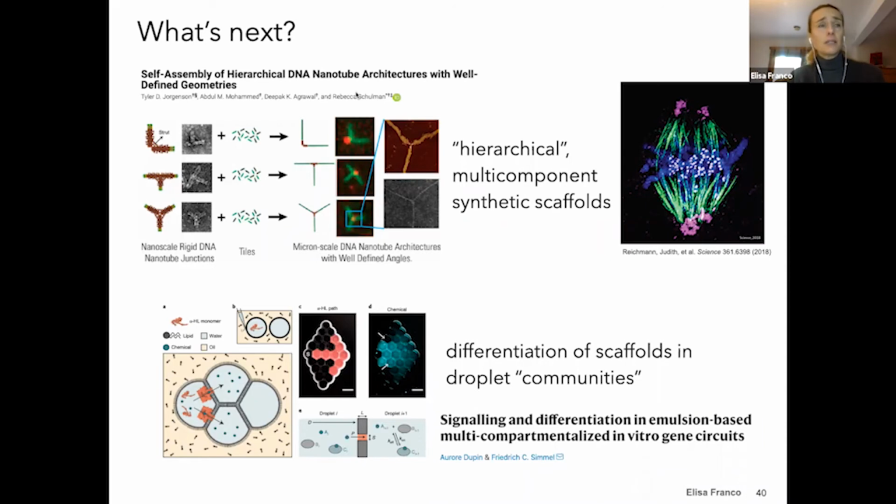Another thing that we're currently working on is to introduce communication between droplets, so you could develop some sort of differentiable scaffolds in different droplets, depending on how they communicate, like what signaling molecules are propagated in the population. This is a project with Fritz Simmel.